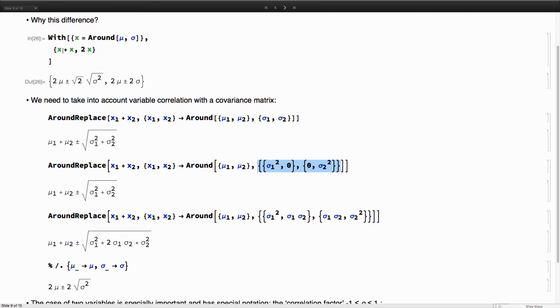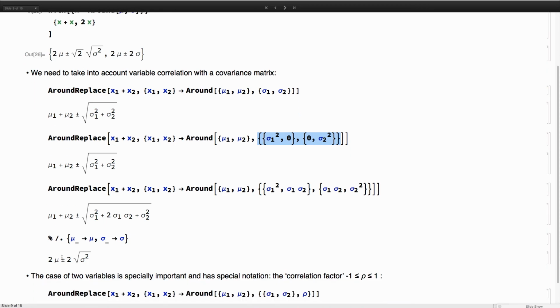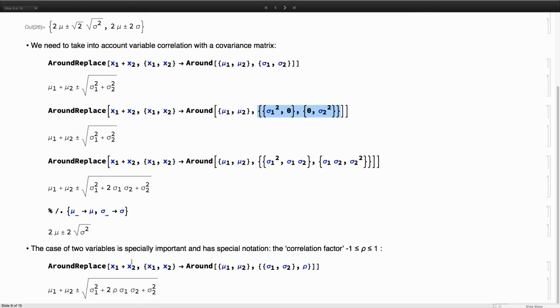So in retrospect, what was happening here is that we were considering this x and this x, or rather this one around and the other one around, as independent statistical objects, right? While in this case, it's just twice the same. So we get a 2 instead of a factor of square root of 2.